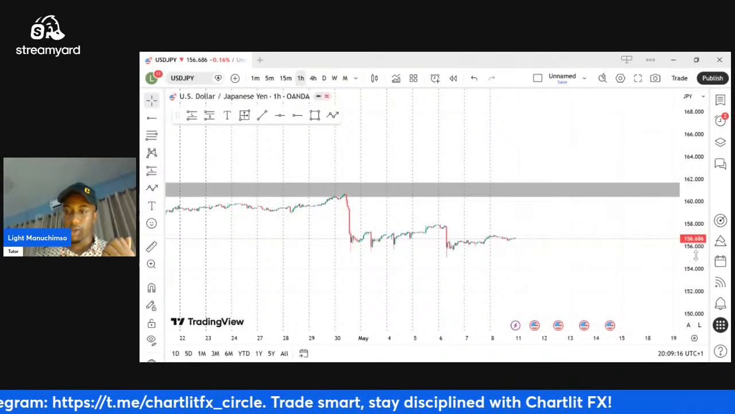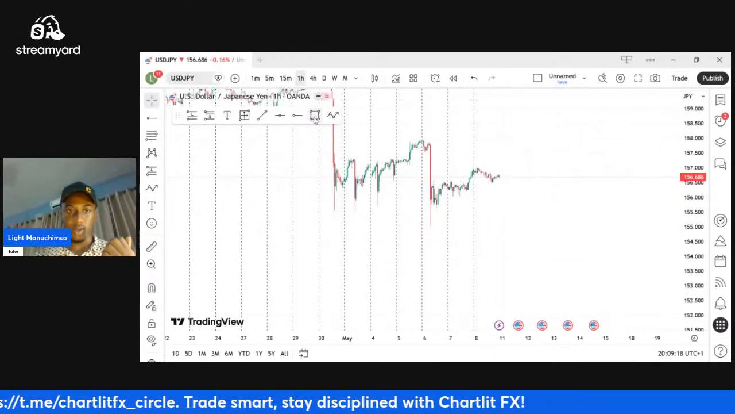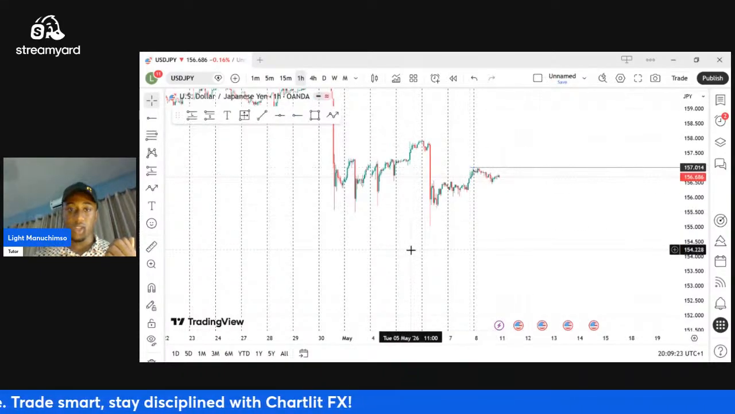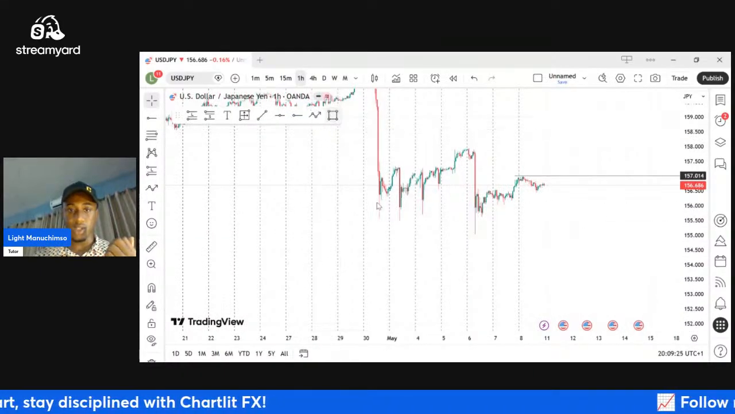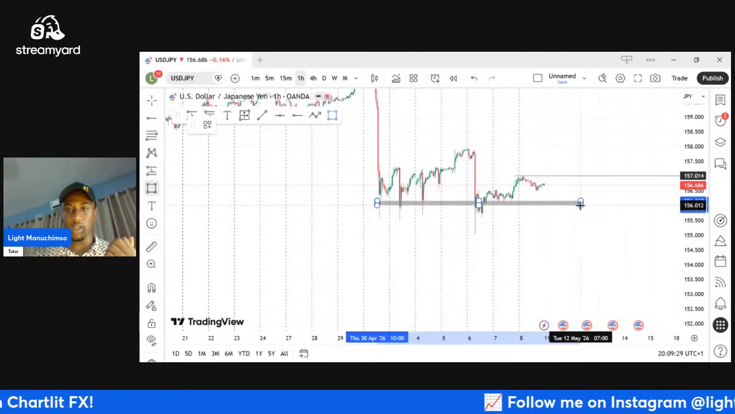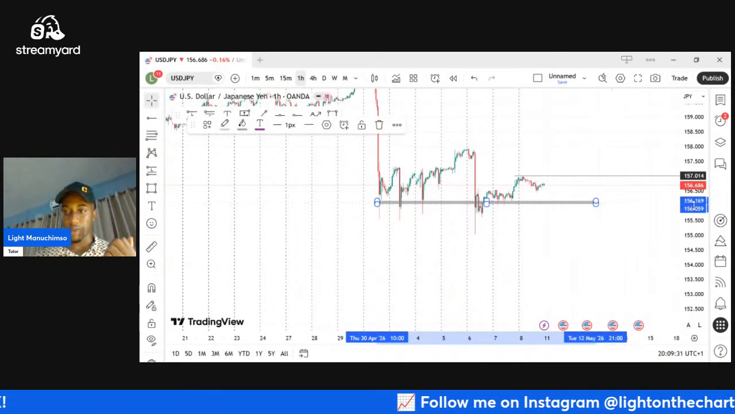Go to the 1 hour, and I mark my previous day's high. Now, this is the highest point. I can also see a key level right here. Price has hesitated here, so I mark it out. Price has hesitated here. So what am I expecting?